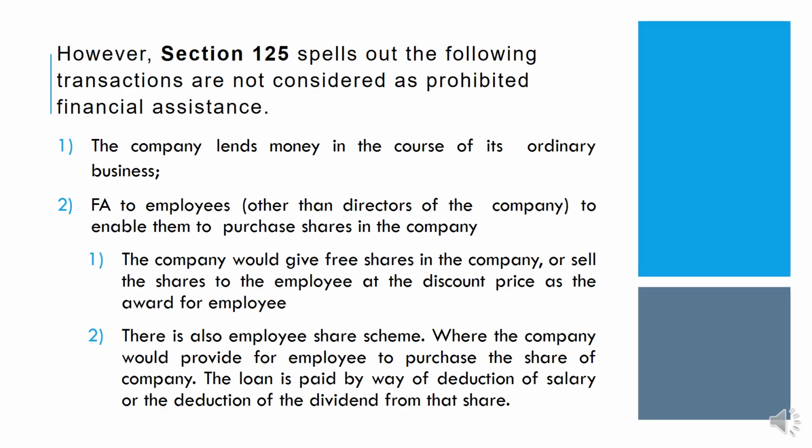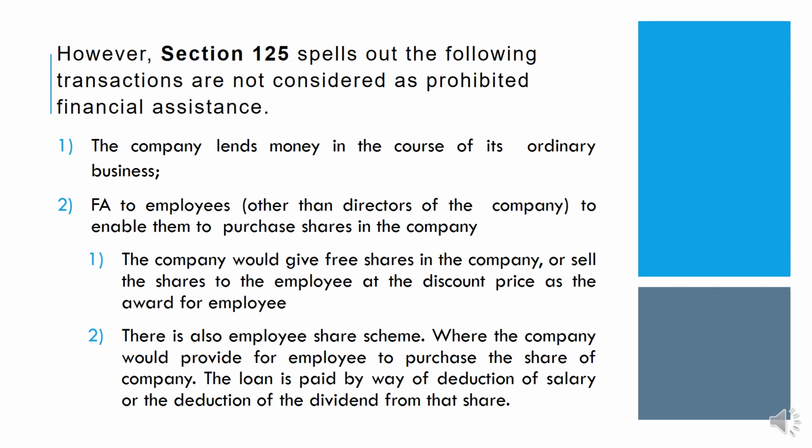Section 125 spells out the following transactions that are not considered prohibited financial assistance. Now, the three cases we discussed earlier were financial assistance not allowed by the law. Why is financial assistance not allowed? Because there are three to four reasons I stated earlier, isn't it?